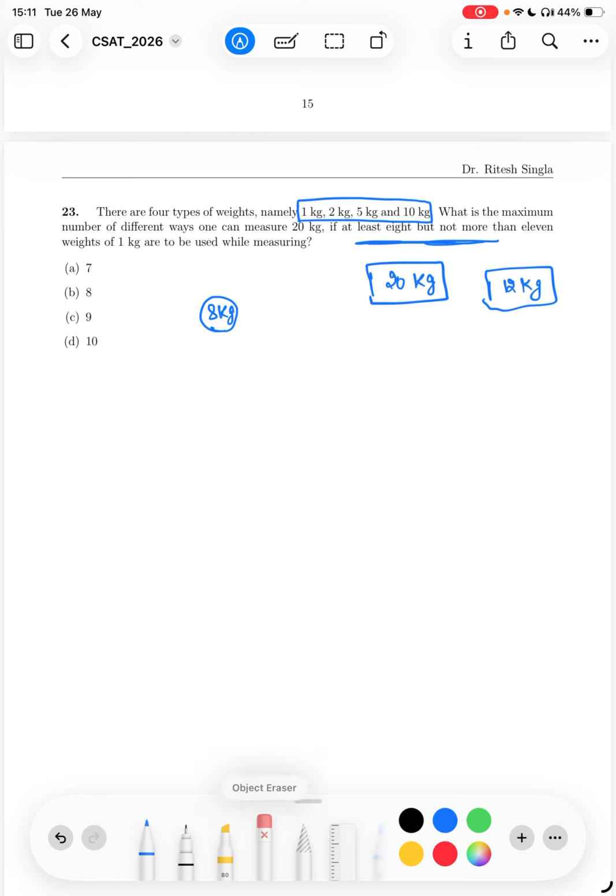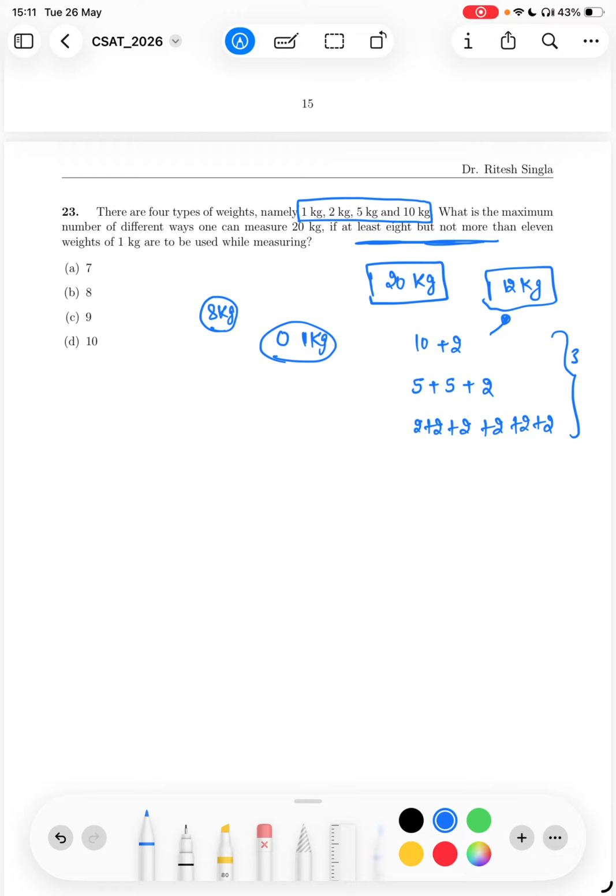So basically what you can do is, suppose we are not using 1 kg at all. So 0 1 kg. Suppose we start with 0 1 kg. Then what could be the possibility? It is 10 plus 2, because I want to reach 12. Or the other possibility is 5 plus 5 plus 2. Or the other possibility is 2 plus 2 plus 2 plus 2 plus 2 plus 2. These three possibilities if I'm not using any 1 kg dumbbell.